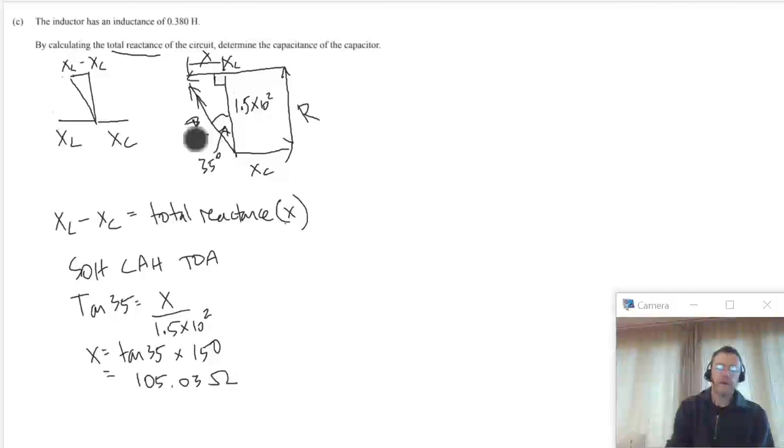Now we can work out the inductor. The next thing we need is some equations from our formula sheet. The inductor reactance equals omega L, the angular frequency times the inductance, and the angular frequency equals 2 times pi times the frequency in hertz. Those are both on our formula sheet. We can substitute and solve.